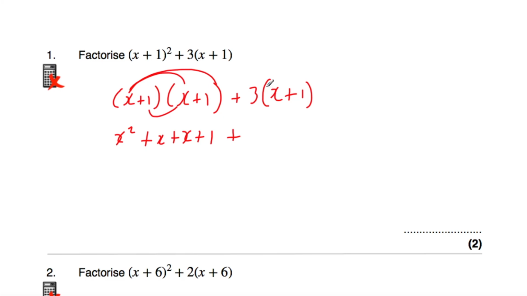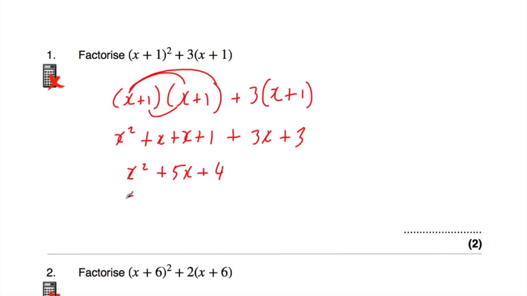Then we've got plus 3(x + 1), so let's expand our brackets here. 3 times x is 3x, and 3 times 1 is plus 3. So we've multiplied this bracket out by itself, and then expanded that bracket as well. If we simplify, we have our x squared terms. Now let's look at our x terms: x plus x plus 3x is plus 5x. And 1 plus 1 plus 3 is 5, so plus 5. So we've expanded our brackets and simplified to x squared plus 5x plus 4.